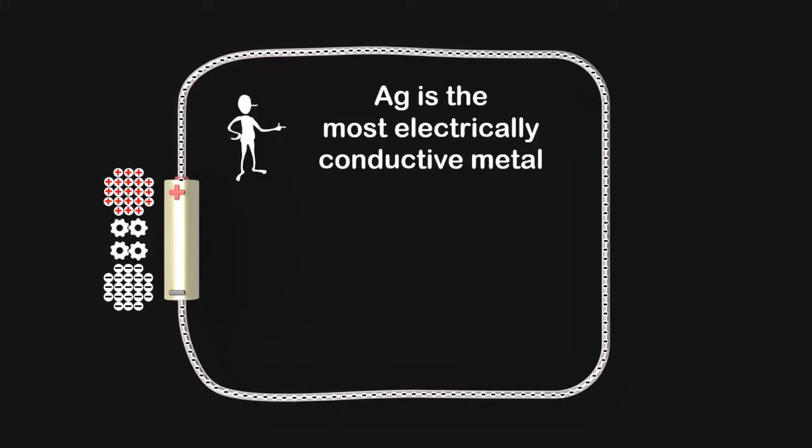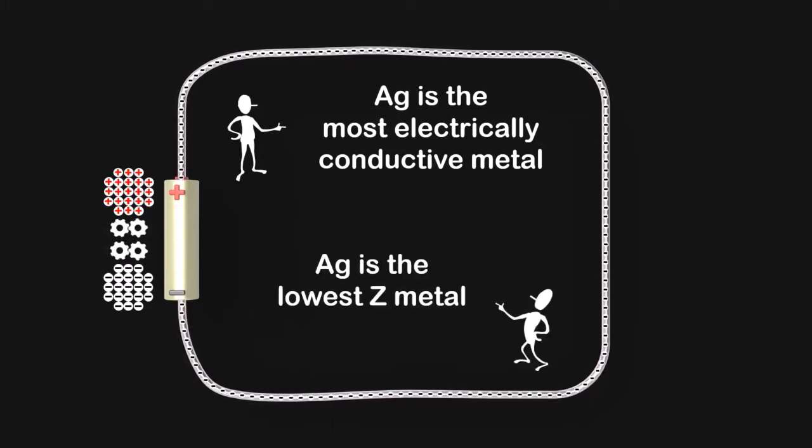The silver wire would be as good as we could ever hope for. Silver has the highest number of freely moving electrons of any metal. It is the most electrically conductive metal, or we could say that silver is the lowest impedance metal.